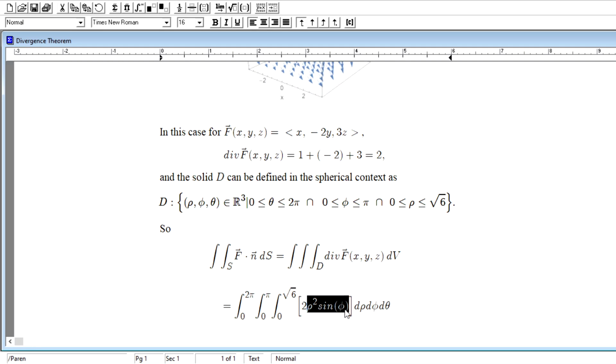All right? And as you note across these bounds from rho, phi, and theta, we see these bounds of integration from 0 to the square root of 6, from 0 to pi, and 0 to 2 pi on the outermost bound. If I integrate this first with respect to rho, it's going to bump up to 3, divide by 3. It's going to become 2/3 as a constant multiple. We might bring that out in front.